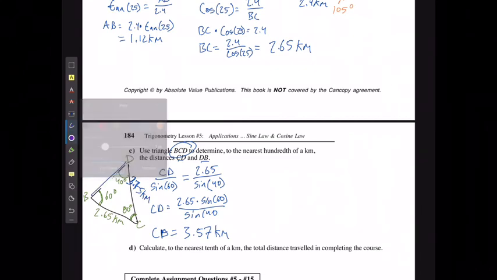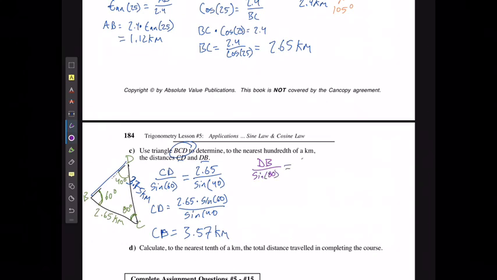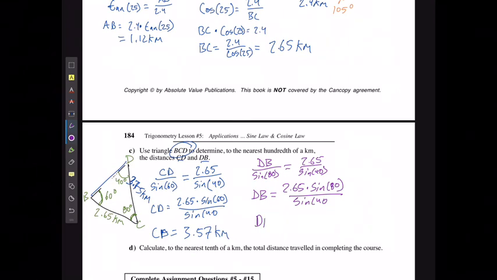For DB, same process. DB divided by sine of 80 will equal 2.65 divided by sine of 40, which means that DB is going to equal 2.65 times sine of 80 over sine of 40, or DB is going to have a length of, in this case, 4.06 kilometers.